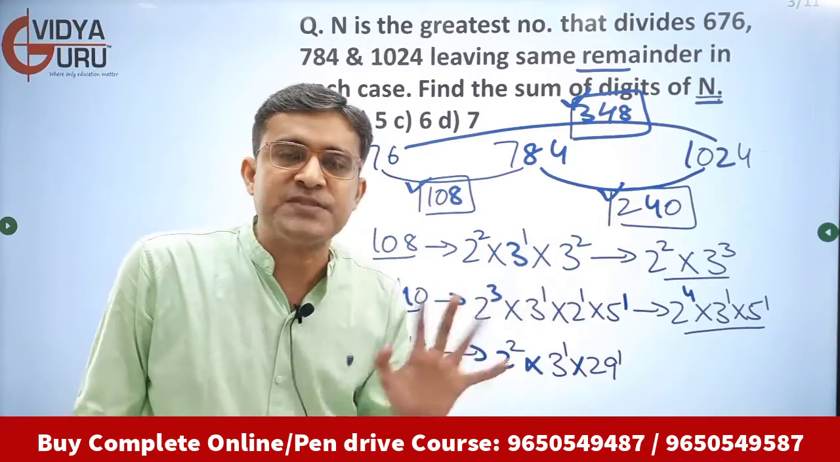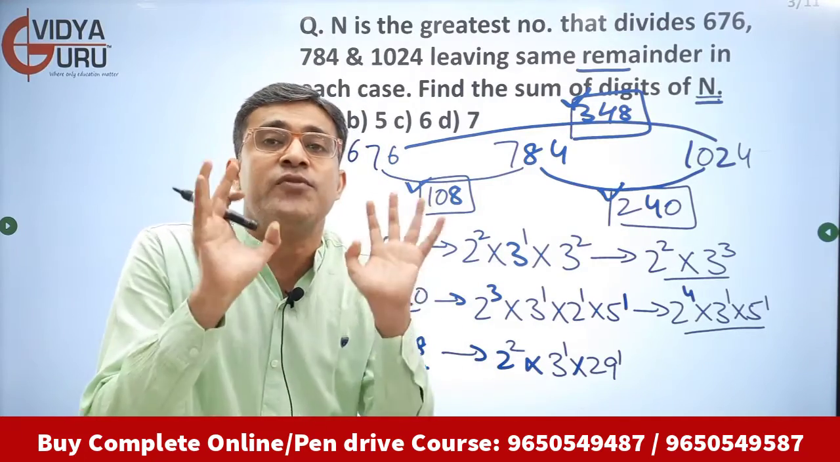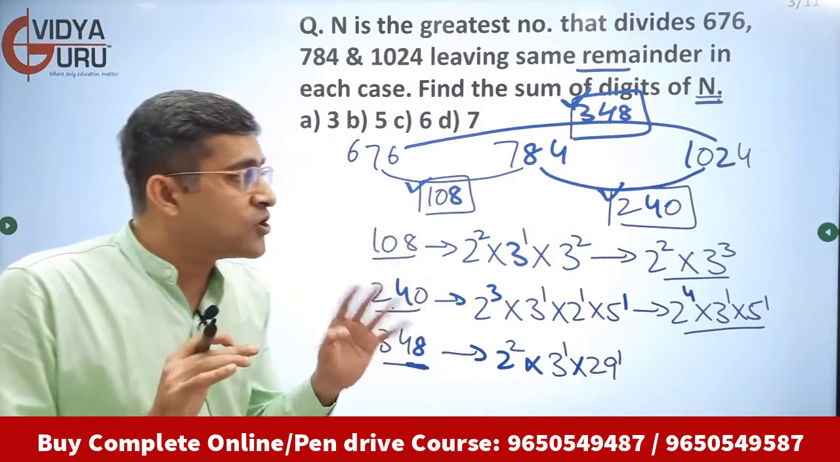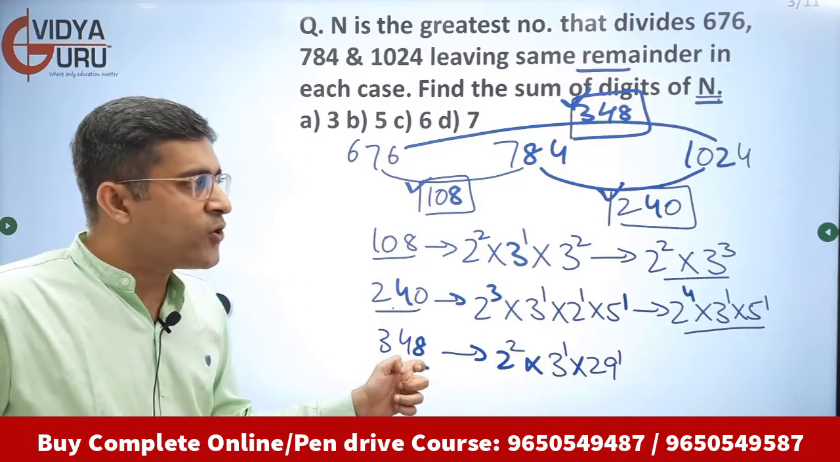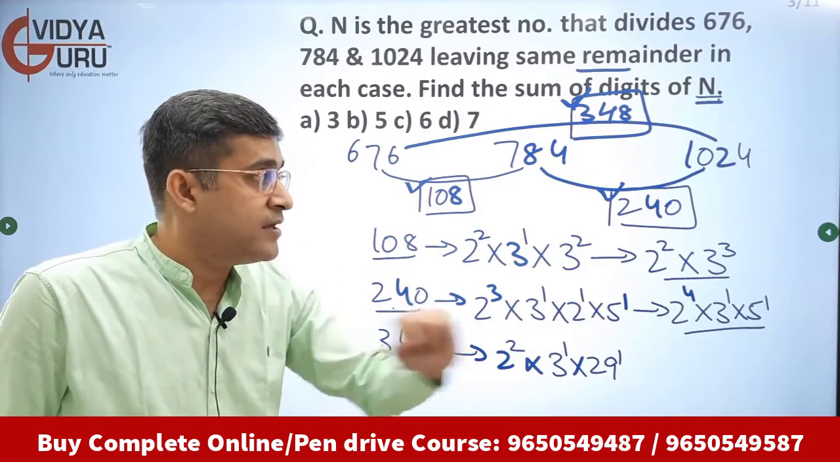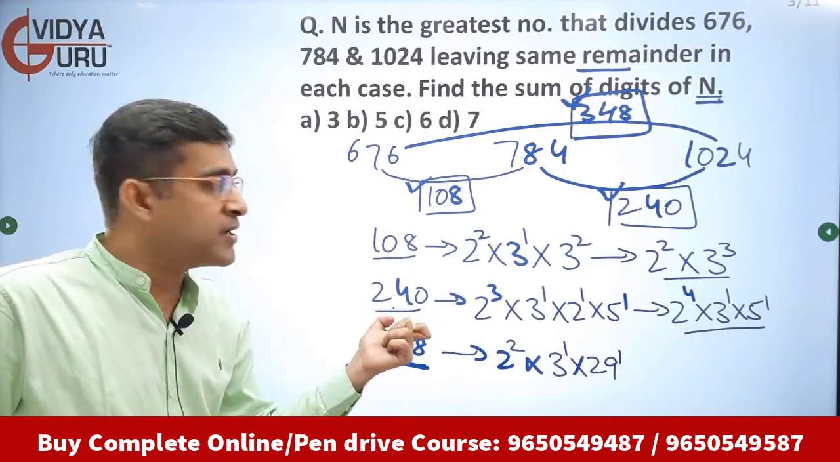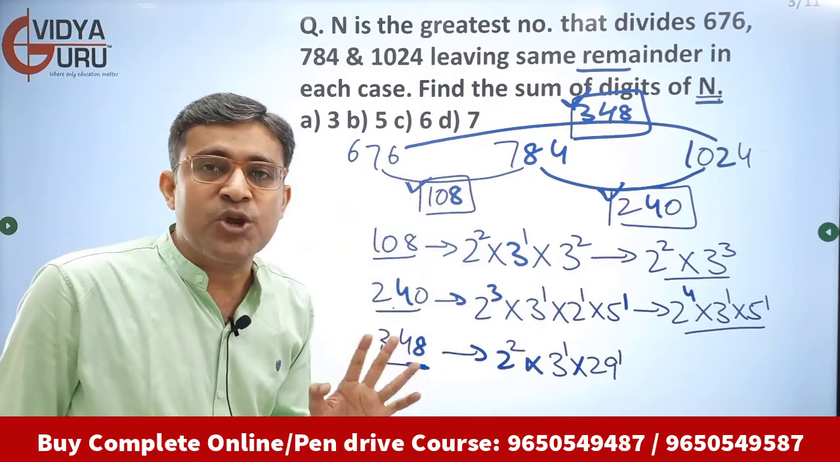Now we have arrived at, students, we have arrived at the prime factors. Prime factorization has been done. How to find out the HCF? Think only of the common factors. What are the common factors? 29 is there in 348, it is not there in others. So 29 is not a common factor. 5 is there in 240, but 5 is not there in 348. 5 is not there in 108.